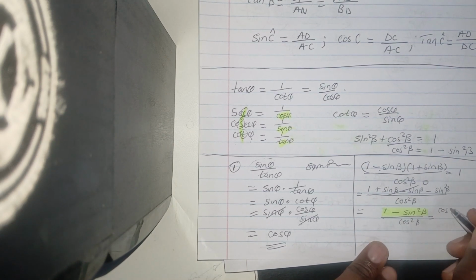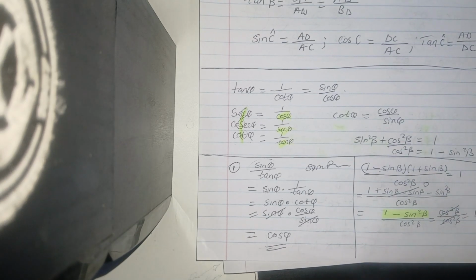So now here we include cos square beta divided by cos square beta. Then this and this will cancel. They will give us 1. That means now it's proved. That means now it is proved, right?